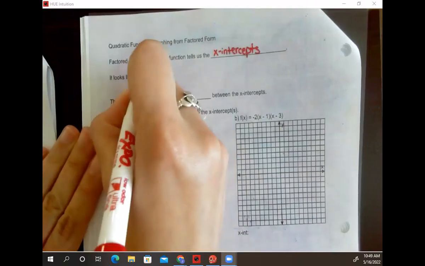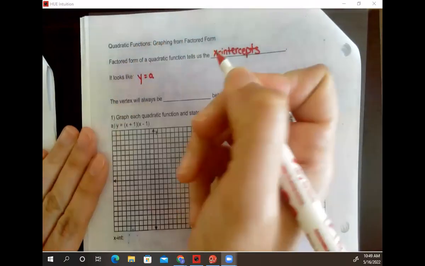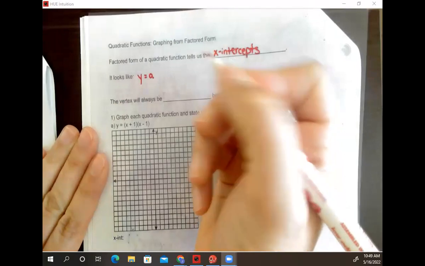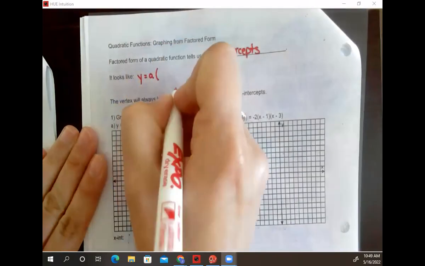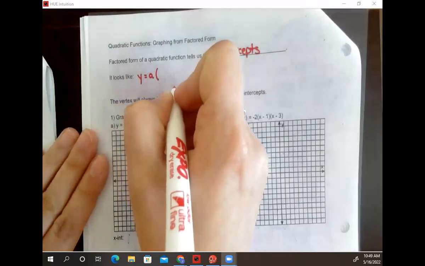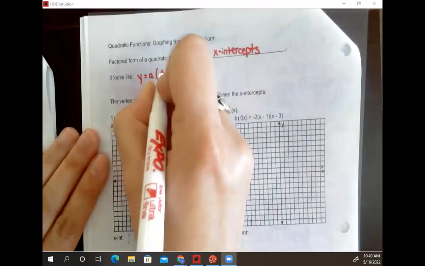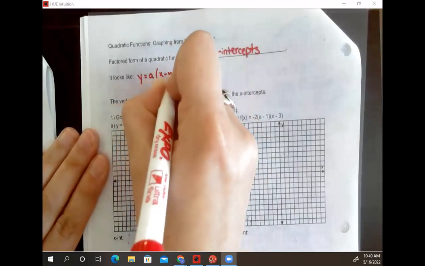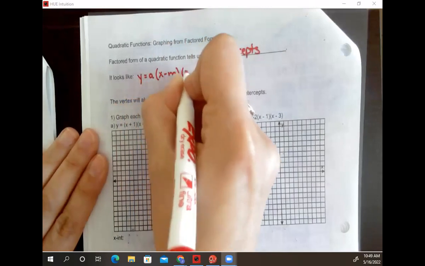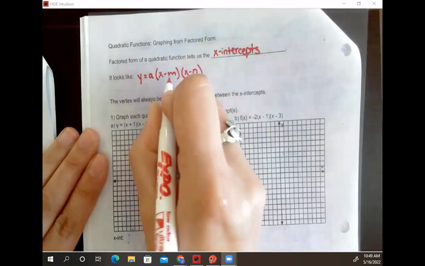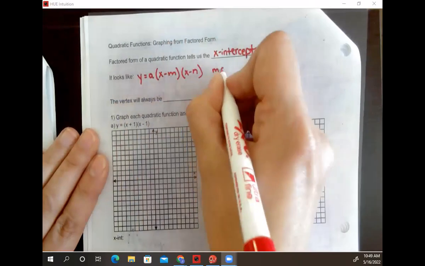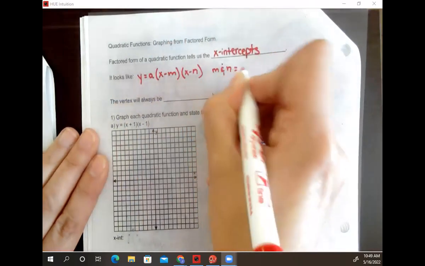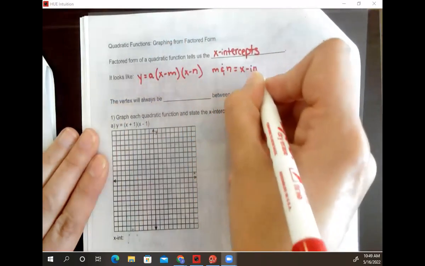It looks like y equals a, which is my lead coefficient. Remember that tells me the shape of my graph, how we open, if I go out 1 and up 1, or out 1 and up a half, or up 2. And then x minus m times x minus n, where m and n are the x-intercepts of our function.